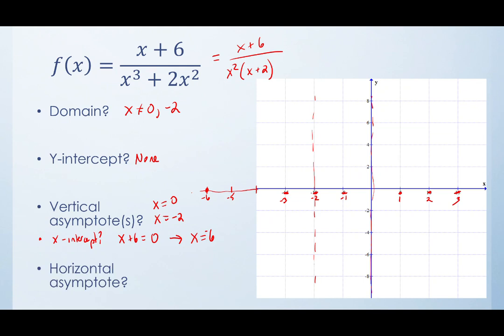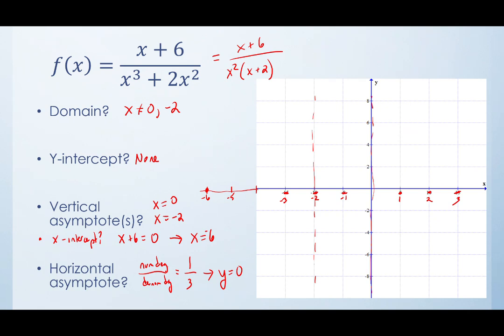And we also want to ask, is there a horizontal asymptote? What is the numerator's degree compared to the denominator's degree? The numerator degree is 1 and the denominator degree is 3, so that means it's going to be the x-axis, y equals 0.